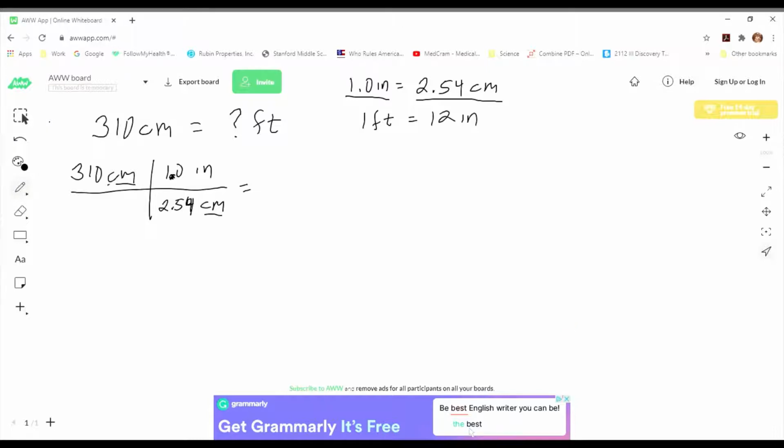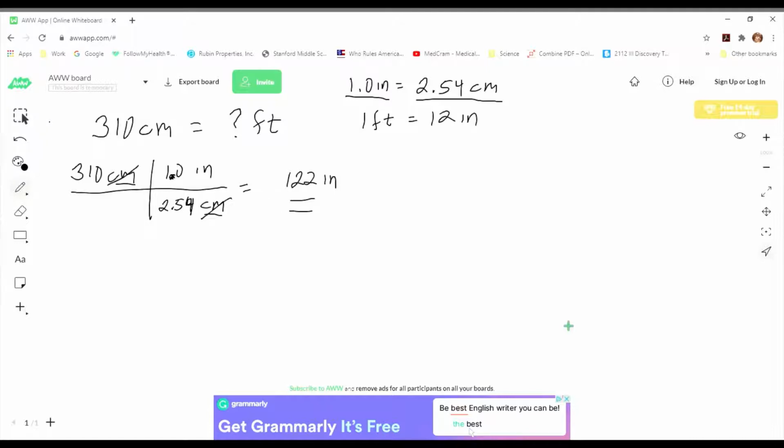If I do this, now my centimeters cancel. Centimeters on top here, divided by the centimeters on the bottom here, and they cancel. I'll take 310 multiplied by 1 divided by 2.54. If I take my calculator to do that, 310 times 1 is 310 divided by 2.54. What I get is 122 inches. I'll put this down as 122 inches. So that's what I call an intermediate result. That's not what I want, but it's given me an answer.